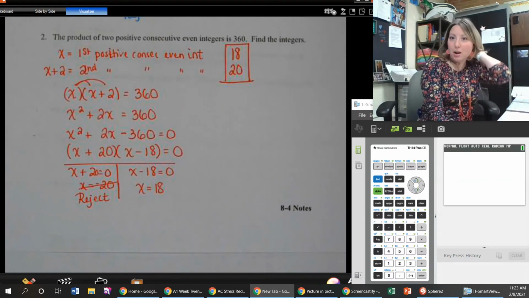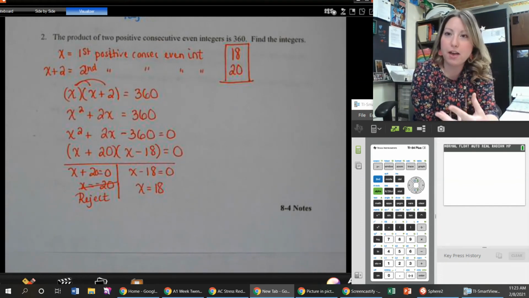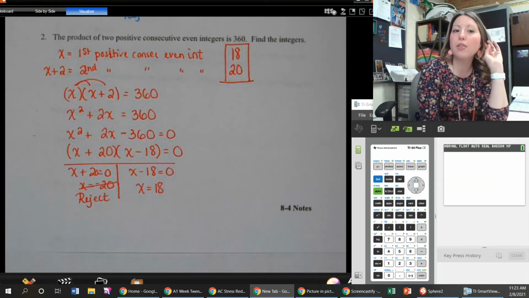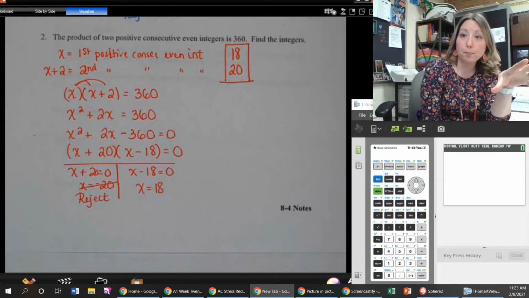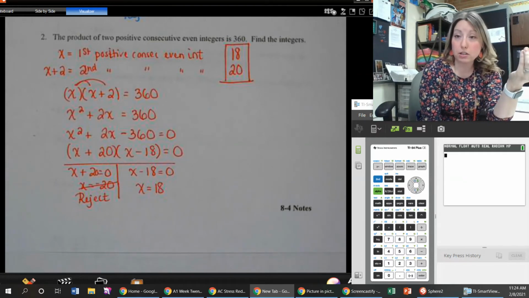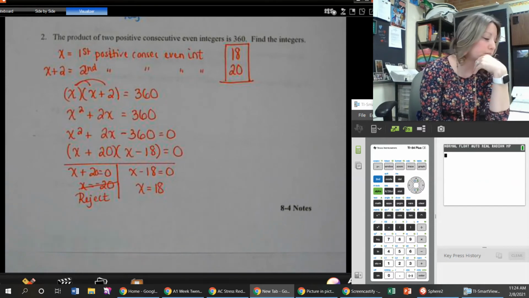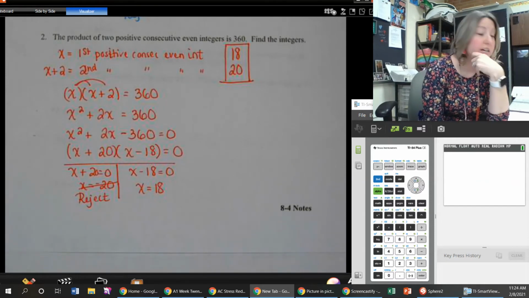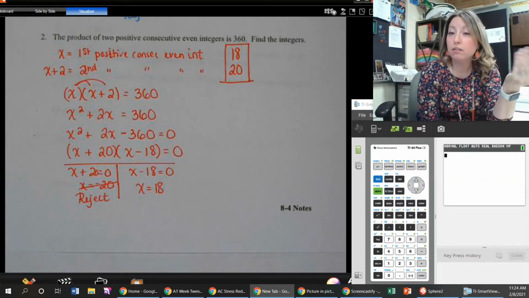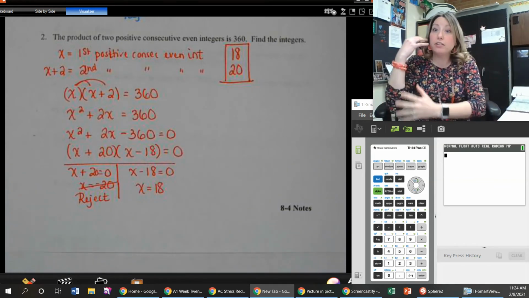Okay, so that's what I was thinking of. That was how I got to my factors a little bit quicker. And then, of course, I t-chart. I noticed that I'm supposed to have positive answers. So I reject my x equals negative 20. That's not going to work. It's not a positive even integer. And then, of course, I use 18, and 18 plus 2 is 20. 18 and 20.